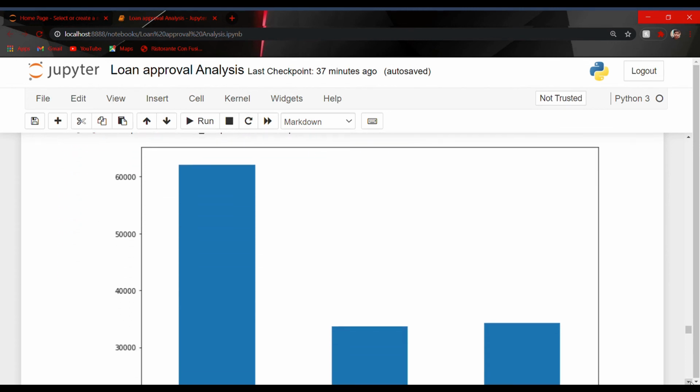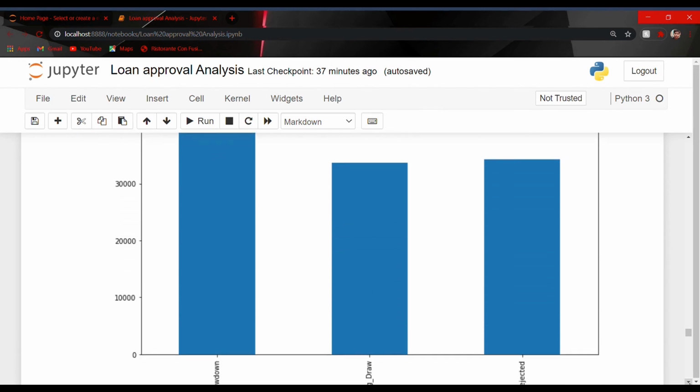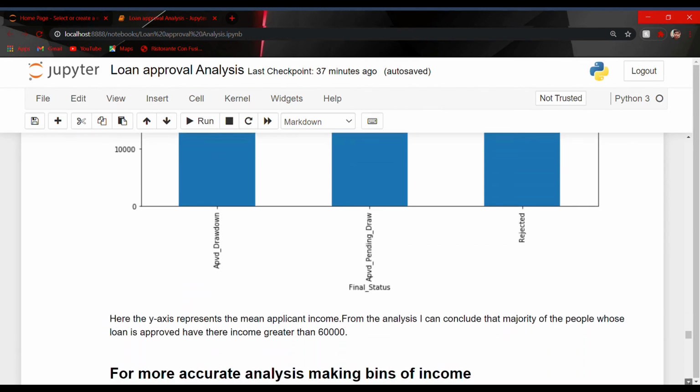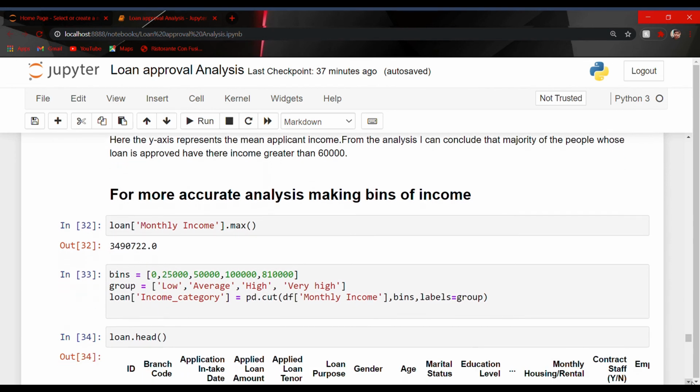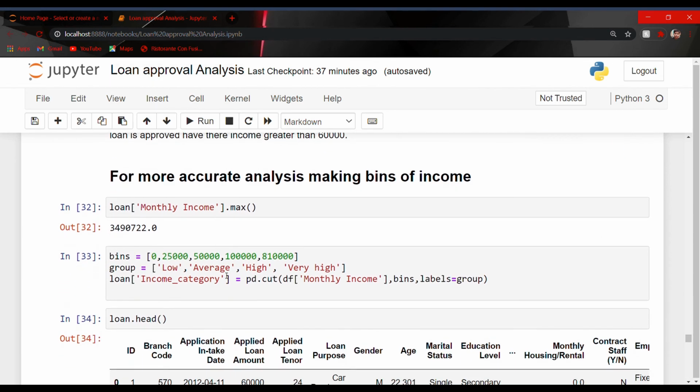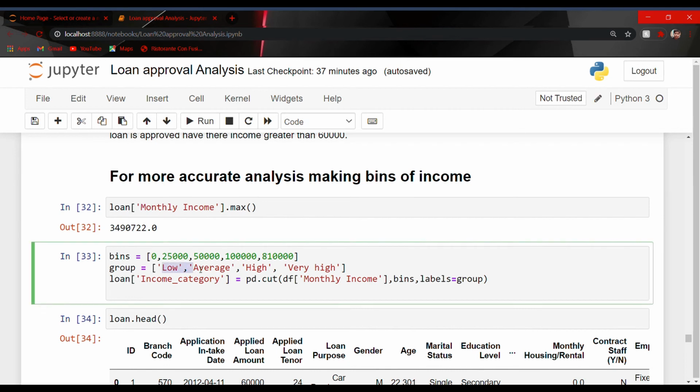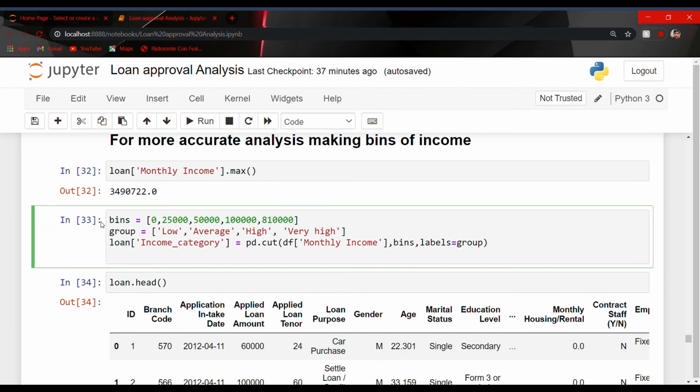So here we can see that the persons whose salary is 60,000 or above have the highest chances of getting their loan approved. Similarly, I have categorized the income of the loan applicants into low, average, high, and very high, so that it is easy for us to understand. Here you can see that those whose salary is from 0 to 25,000 come in the low category. Similarly, 25,000 to 50,000 come in average, 50,000 to 80,000 in high, and above that at very high.